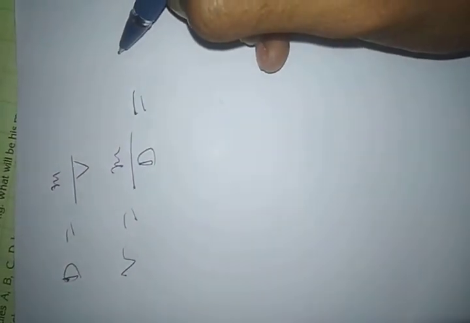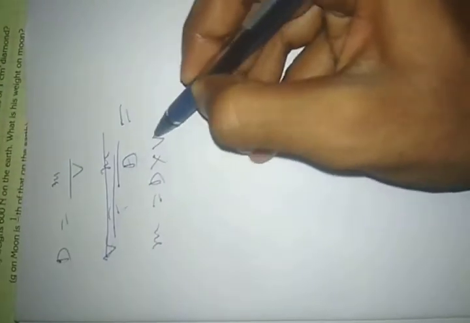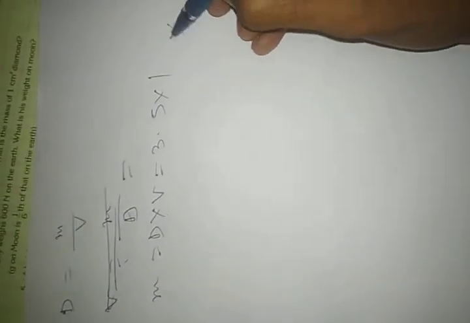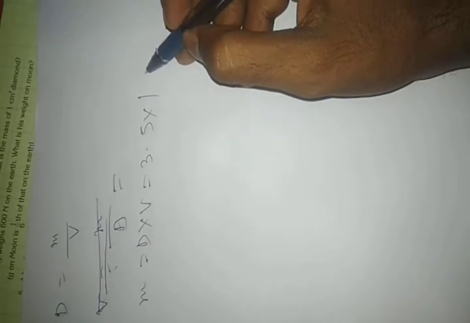So volume you can easily find out, because we know that density equals mass by volume, so volume equals mass by density. Sorry, you have to find out the mass. Volume is given. You have to find out the mass, and we know that mass equals density into volume. Density is given 3.5, volume is given 1, so that mass is 3.5 kg.